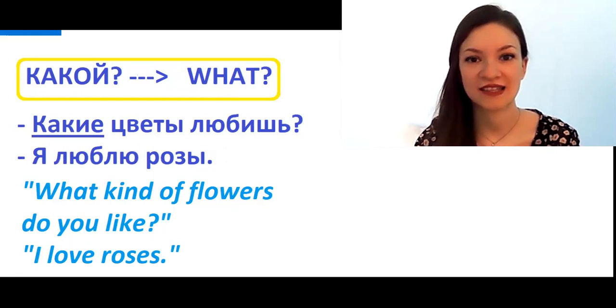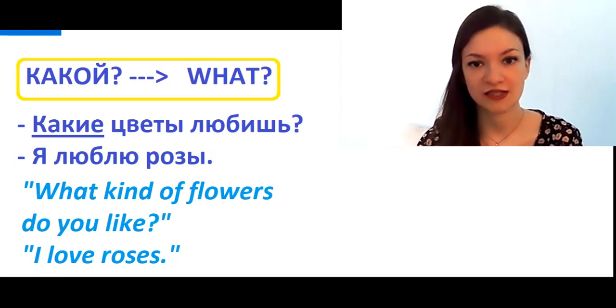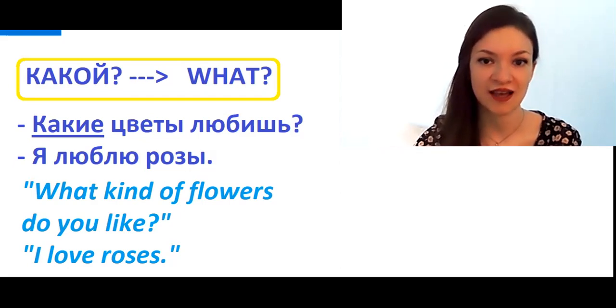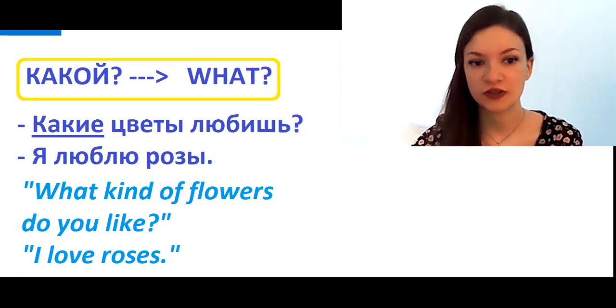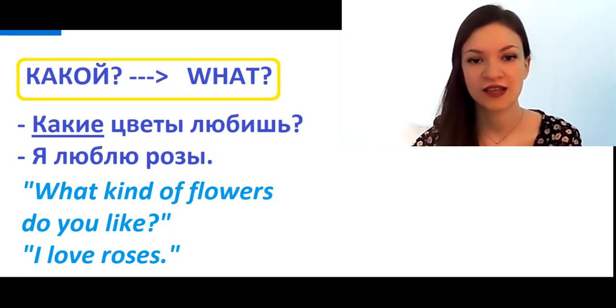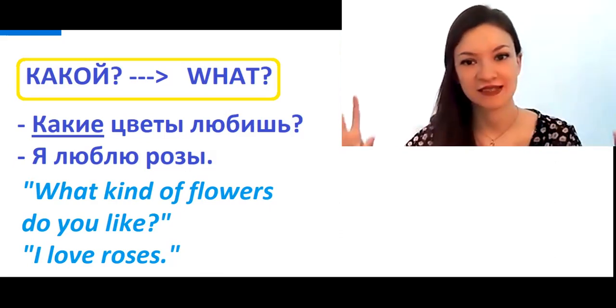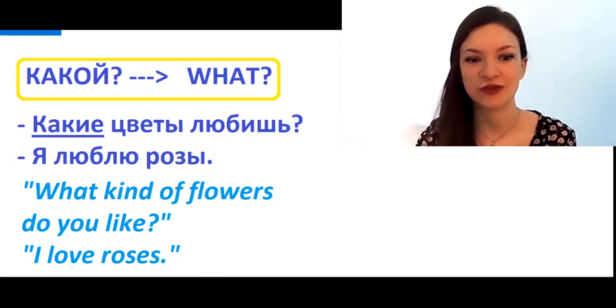Yeah. So, another tricky thing is that kakoy has many different forms. Of course, it has masculine, feminine, neuter forms because it relates to the noun. If the noun is masculine, we use kakoy. If the noun is feminine gender, we use kakaya. If the noun is neuter gender, we use kakoye. And if the noun is in plural form, we use kakiye. And of course, we have 6 cases. So yeah, that's very tricky.